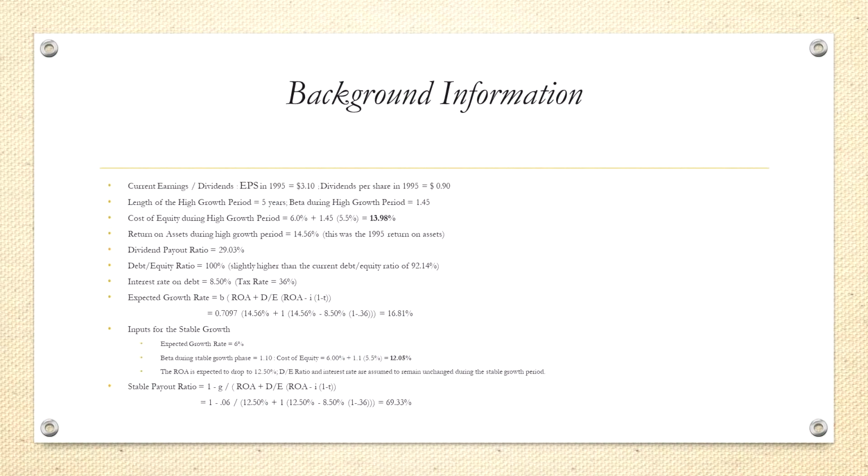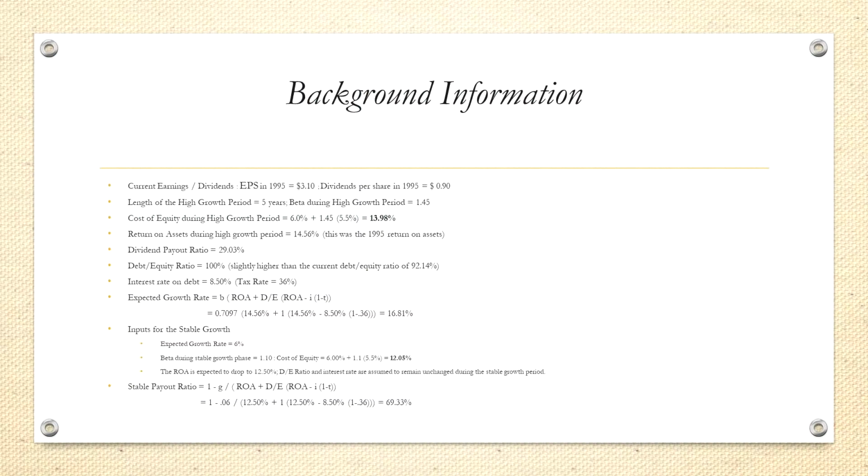EPS in 1995, $3.10, assuming we are at the beginning of 1996 and we are doing analysis on this company. And the dividend per share was 90 cents. That is D0. And let's assume that the length of the high growth time period would be 5 years, and the beta during the high growth time period would be a little higher than 1, that is 1.45. The cost of equity based on this beta and a risk-free rate of 6%, ERP 5.5%, will be around 14% cost of equity during the high growth time period.